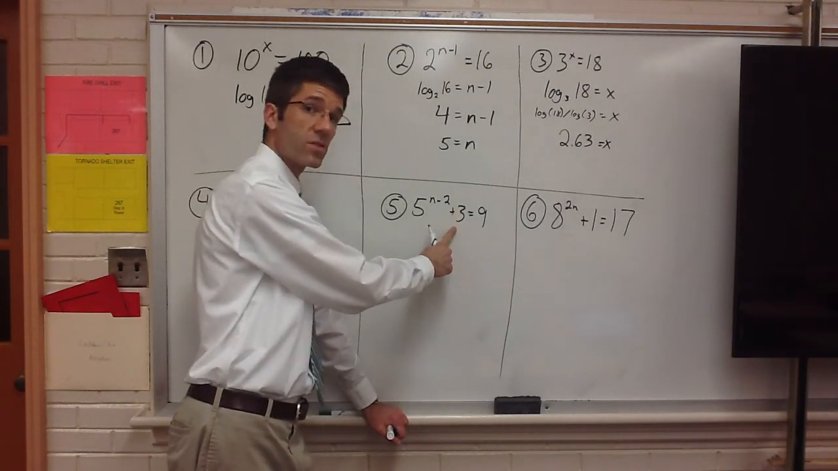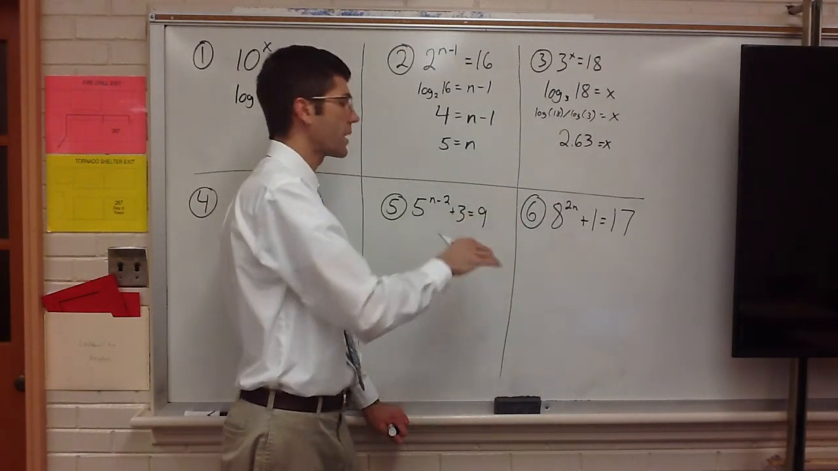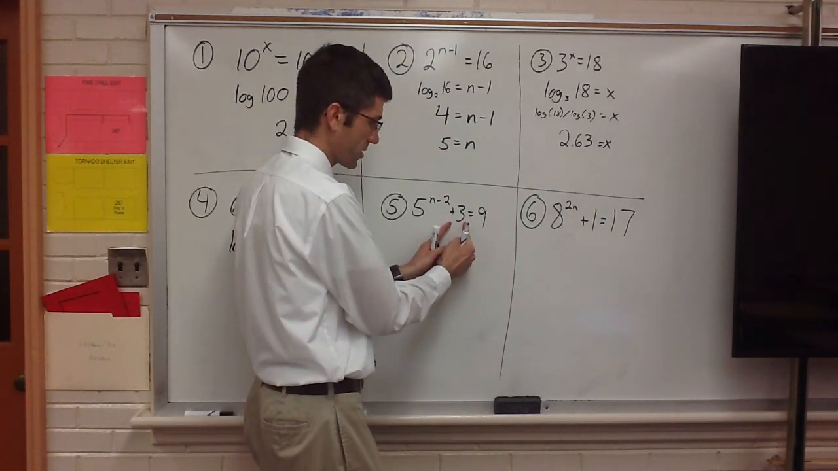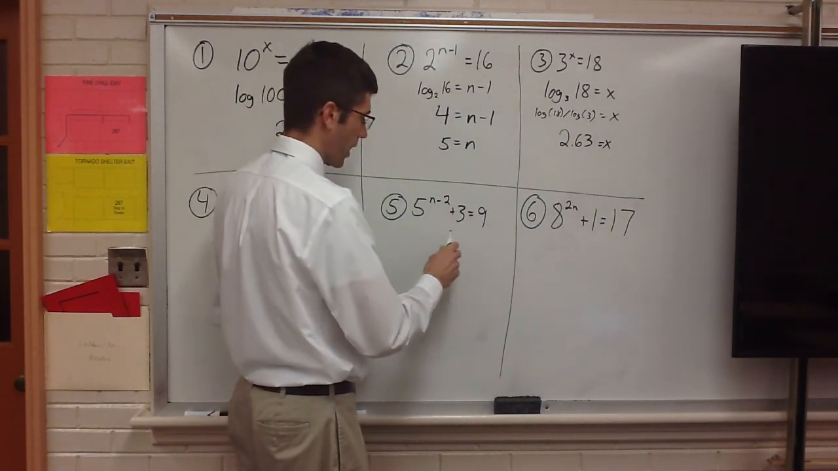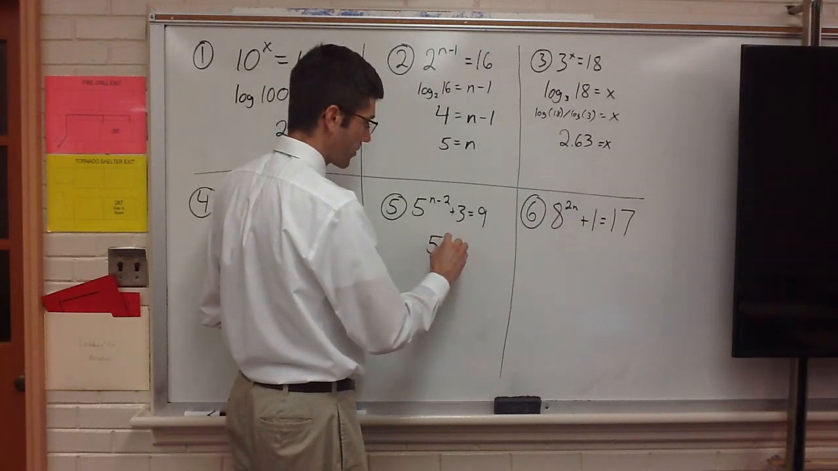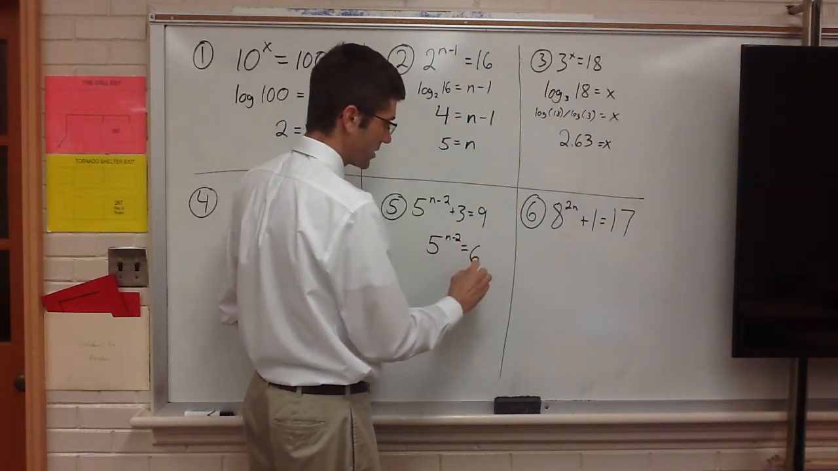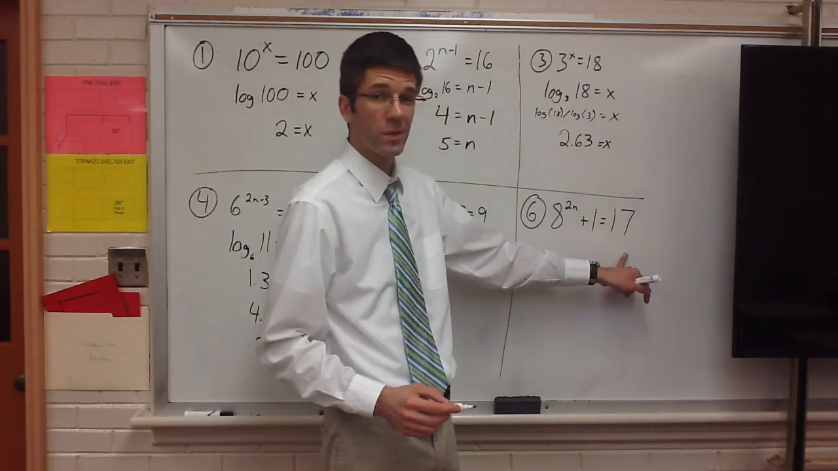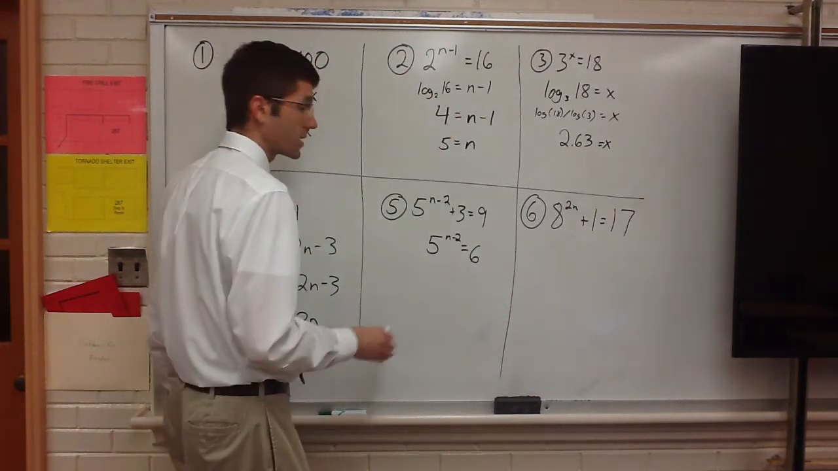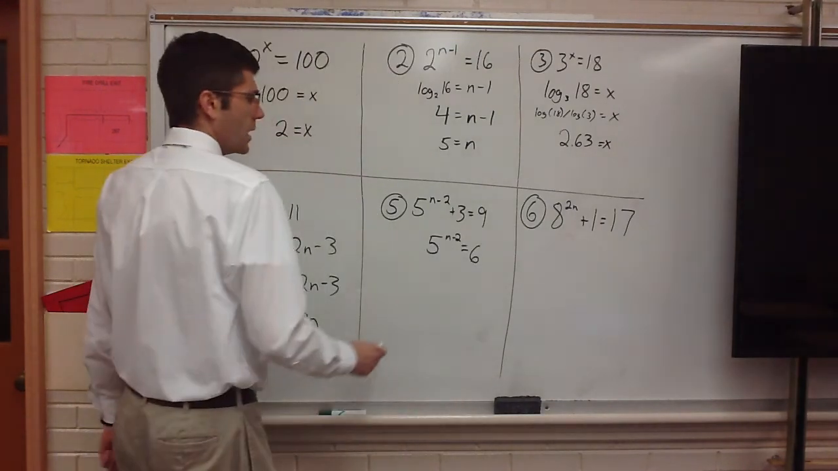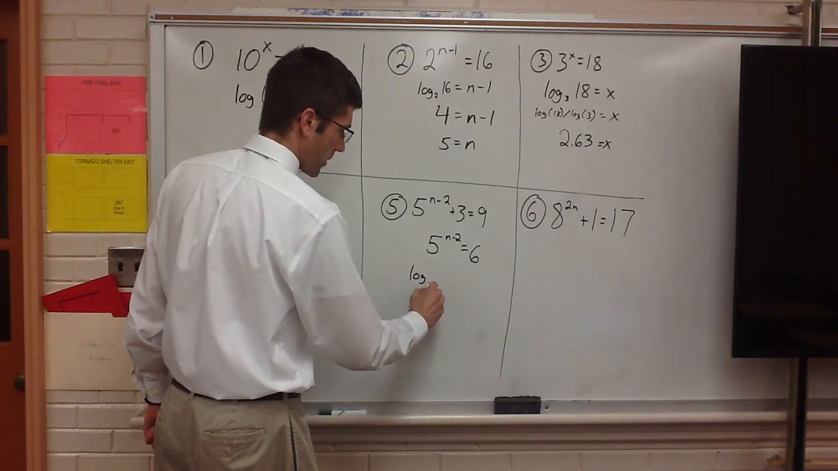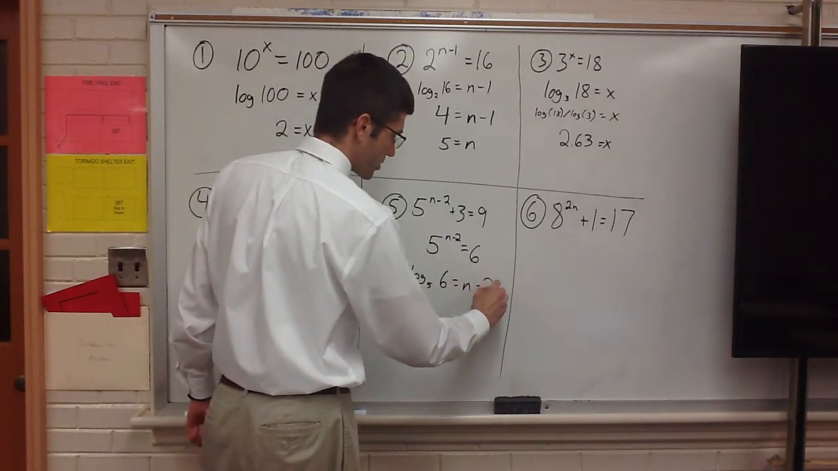That 3 needs to move. So before we can start writing it as a logarithm, we need to get this constant to the other side. So we'll subtract the 3 from both sides. 5 to the n minus 2 equals 6. Yeah, if you're ahead of me, then you'll realize that this one's going to equal 16. That's not the final answer on that one. But we subtract 3 from both sides, and now we're ready to write it as a log. Log base 5 of 6 equals n minus 2.